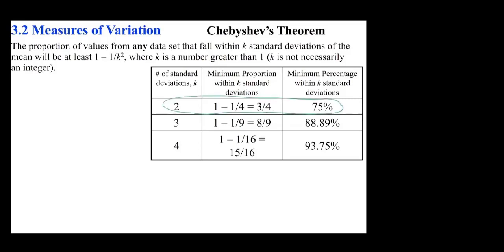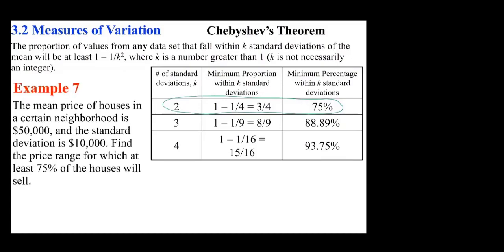So 2 standard deviations means k is 2, squared is 4, 1 over 4, subtract that number from 1 is 3/4, which is 75%. 3 standard deviations away, 3 squared becomes 9, 1 over 9 subtracted from 1 is 8 over 9, precisely about 88.89%, and so on and so forth. When do you use that? When the data is given and we don't know anything about it.